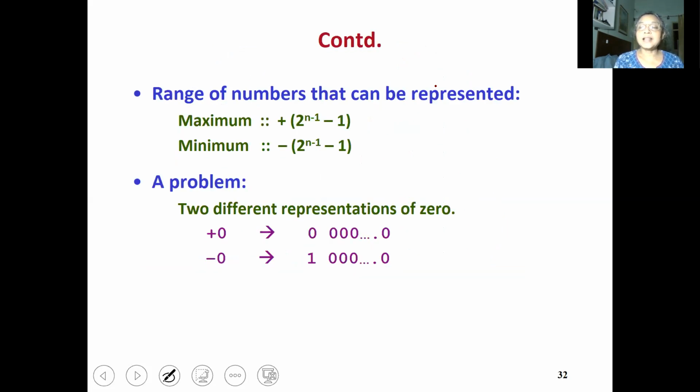And what is the largest positive number that can be represented? Because we are using 1 bit for the sign and n minus 1 bits for the magnitude, the largest magnitude is 2 to the power n minus 1 minus 1. So the highest positive number is plus 2 to the power n minus 1 minus 1. And the smallest negative number is the negative number with the largest magnitude, that is minus of this. So there is one problem, of course, that there are 2 representations of 0.